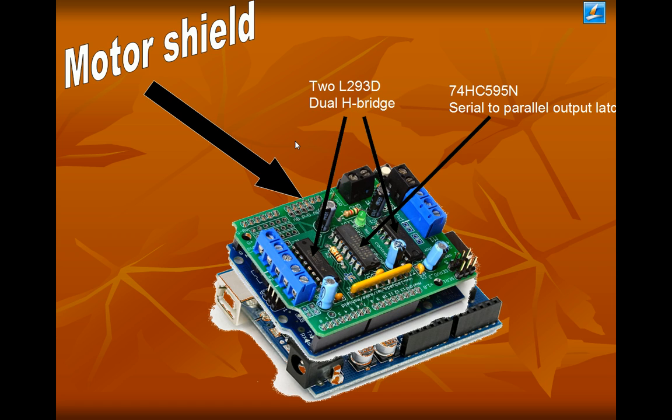There is a motor shield which we have used, and there are two L293D dual H-bridge ICs and one 74HC595 serial to parallel output latch IC mounted on the motor shield. There is a good facility of the Arduino board that we can use different kinds of shields to provide different connectivity. So this motor shield is for running the two motors forward and backward according to the commands given to the Arduino board via ZigBee.